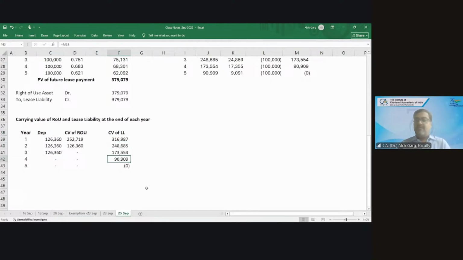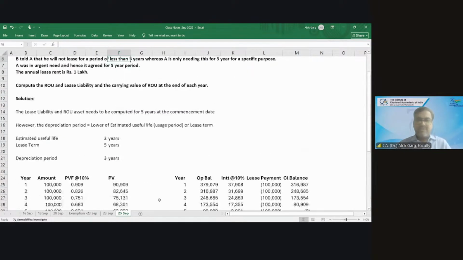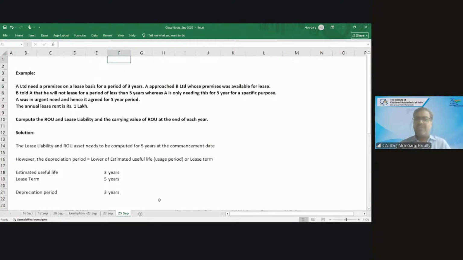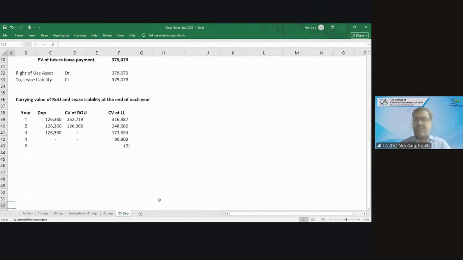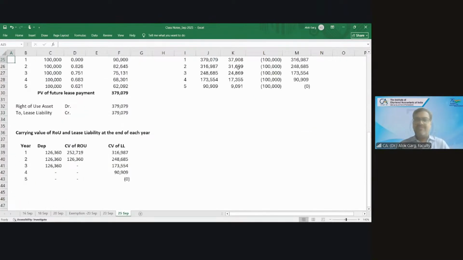Yes. So students, have you understood this example? Have you understood this question where the depreciation period is lower than the lease term? How to do the subsequent accounting? How to do the accounting? Is this clear?